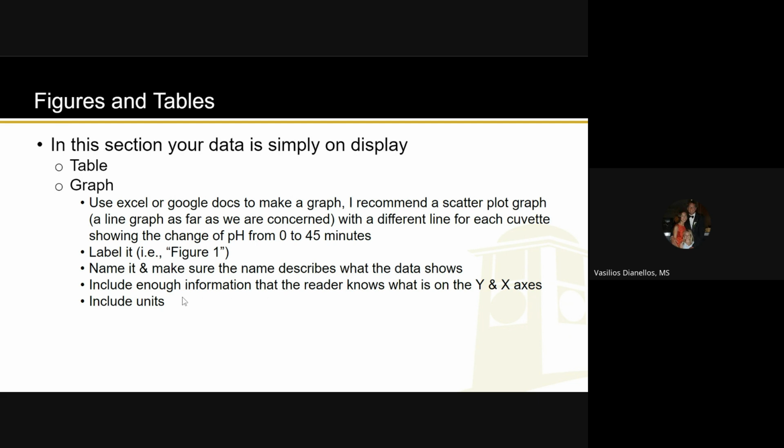And as always, for every graph, it should include enough information that the reader knows what's on the y-axis and the x-axis, right? You label your axes, you give it a good title. Anybody reading the graph should understand what the graph means, even if they've never read the lab report. And part of that would be including units, right? So, for example, if you're doing a line graph, your x-axis would be time. So you would have time, parentheses, minutes, because we measured the time in minutes.